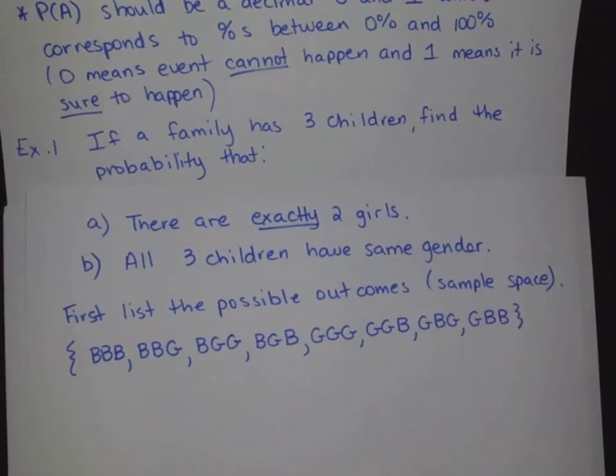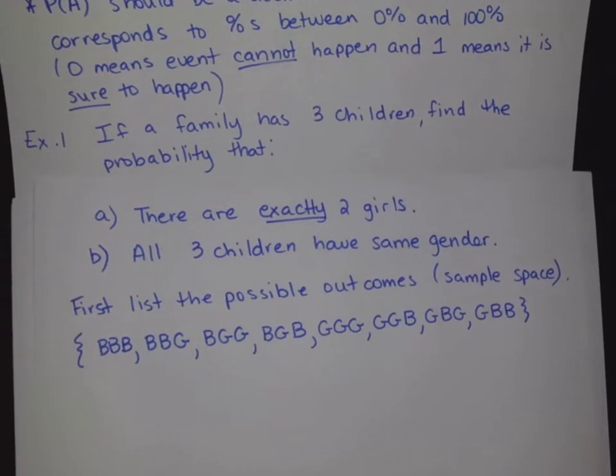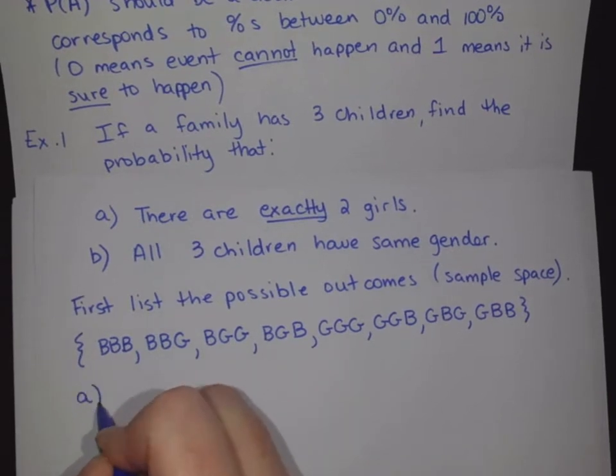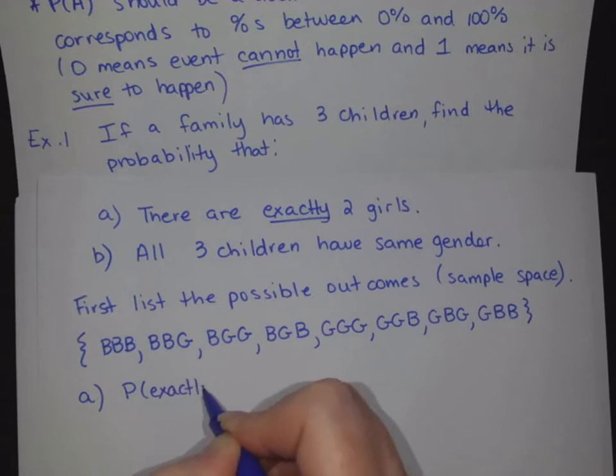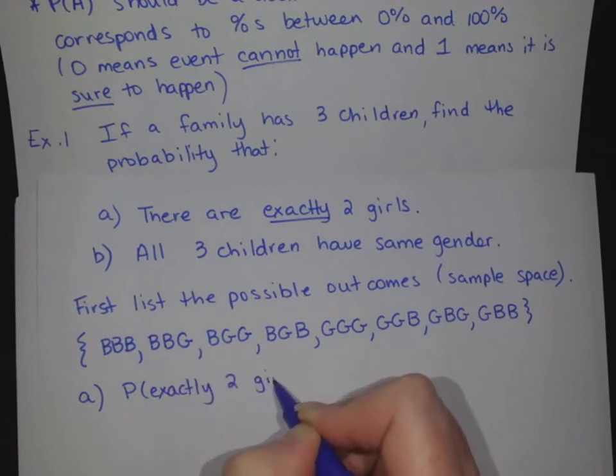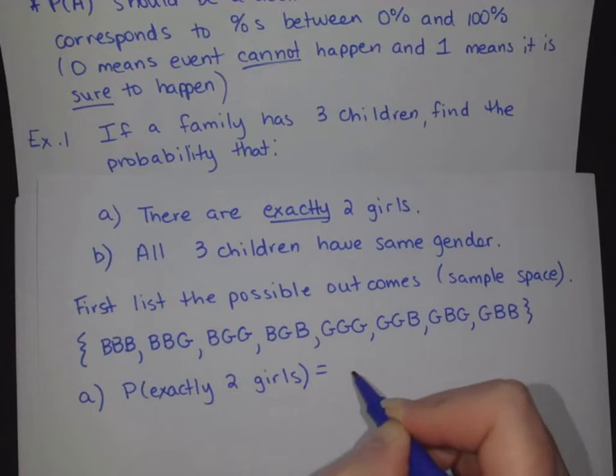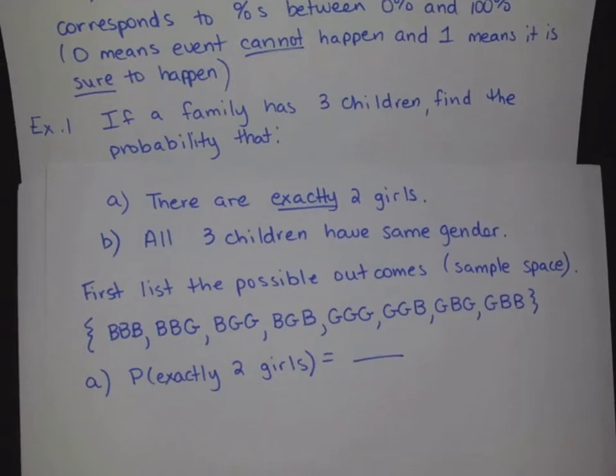Okay. But notice that's the only 8 possibilities, and you could think about that for a minute and you would notice that that's true. So now that we have 8 possibilities, we can find the probability pretty easily. So the probability of exactly 2 girls, okay, is going to be a ratio, something over something else.